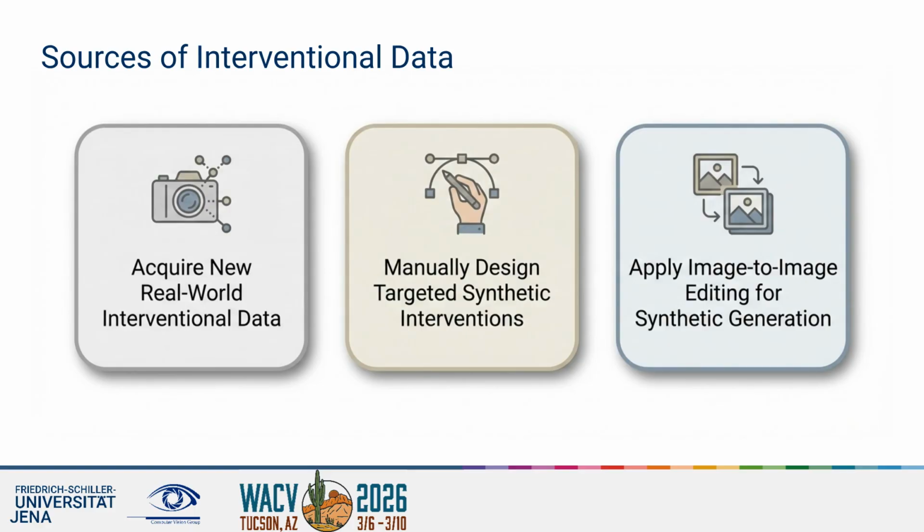We argue that input interventions are important to enable human verifications and ensure that practitioners actually target the properties they are interested in. We identify 3 possible sources. First, acquiring new interventional data. Second, manually designing interventions. And third, generating interventional data using, for example, pre-trained generative models. In our paper, we investigate all 3 cases, but in this presentation, we will focus on the third one because it's the most broadly applicable one.